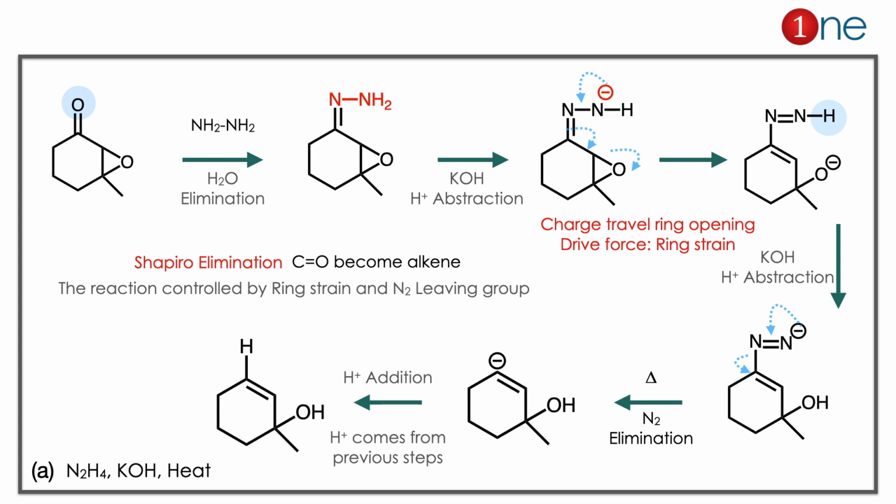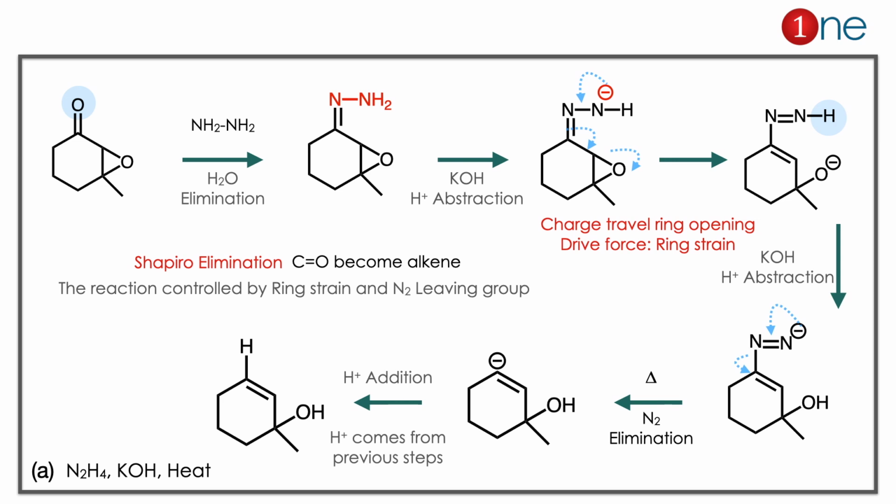So if you do KOH abstraction, what really happens is again the proton will be abstracted. You have N triple bond N formation, which is a very good leaving group. Then you have the anion with alkene formation. Then the anion is quenched by H plus ion. The H plus comes from the previous steps. So the final product is alkene with alcohol, which is the required one. So the reagents are hydrazine and KOH and heat.